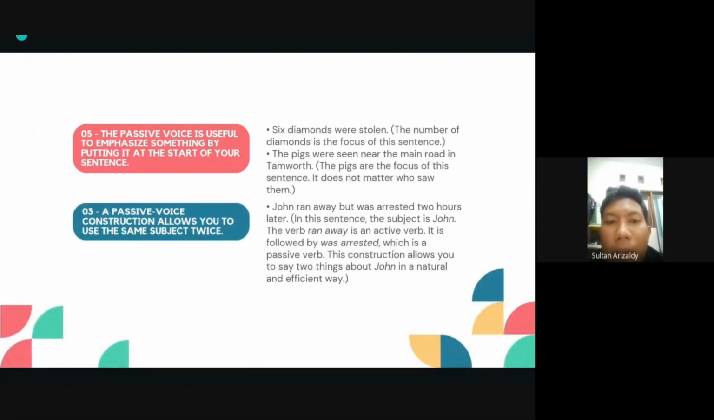Four, the passive voice is useful to emphasize something by putting it at the start of your sentence. Five, a passive voice construction allows you to use the same subject twice.